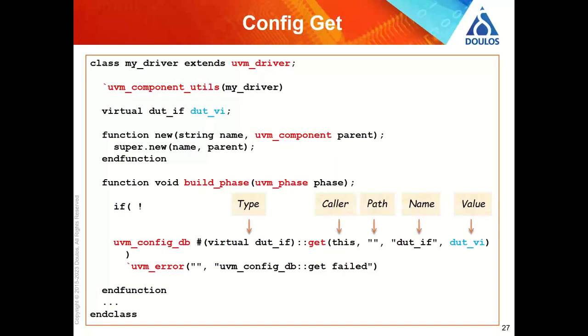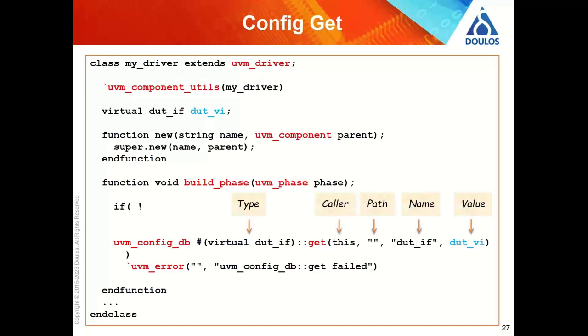Okay, so now in the build phase for our driver, we're going to fetch the virtual interface from the configuration database. So we've got a corresponding call to the configuration database with the same type, virtual.if. We're calling get, and the first argument here is going to get mapped onto the hierarchical path name of the current component. So in SystemVerilog, similarly to C++, this refers to the current object for a class. So that will be the current instance of my driver.